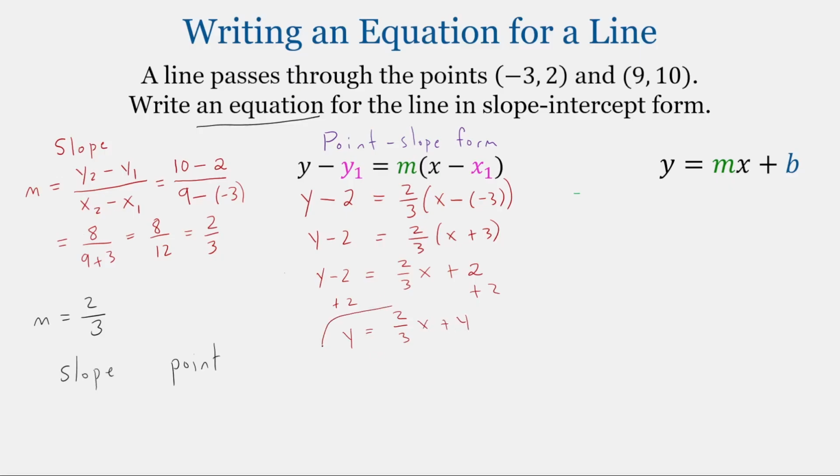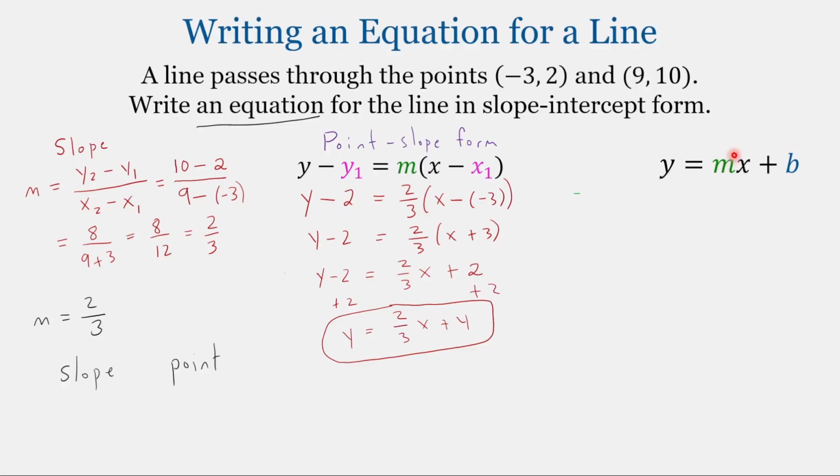And this is our answer. This is the equation of the line in slope-intercept form that passes through the points (-3, 2) and (9, 10). Now let's look at another way of finding this equation using the slope-intercept form.